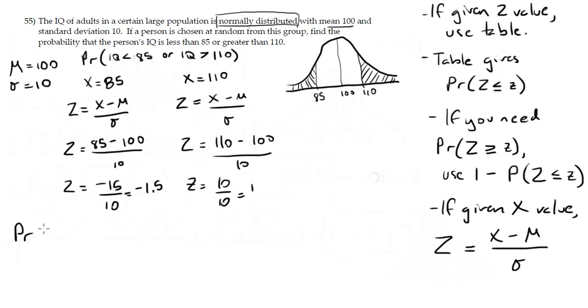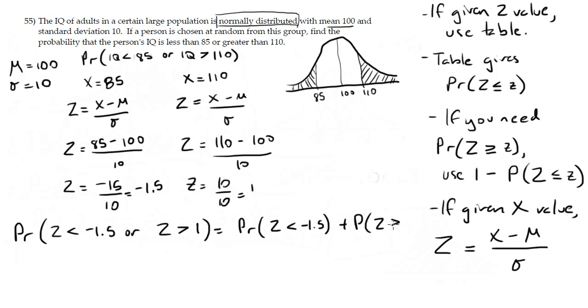So what I'm looking for now is the probability that z is less than negative 1.5 or that z is greater than 1. So I'm going to go to the table. The table is going to give me this. And since we want the probability of this or this, we can safely say we want the probability that z is less than negative 1.5 plus the probability that z is greater than 1. Okay, so let's find these.